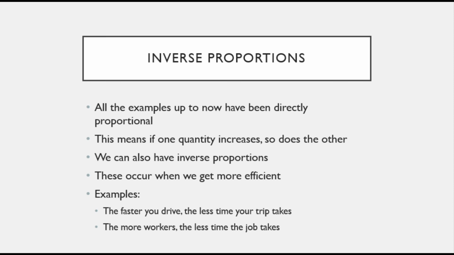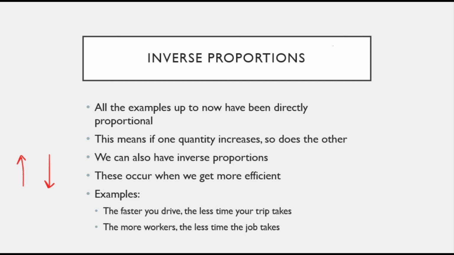So everything we've looked at until this point has been directly proportional. That means if one quantity goes up, so does the other, right? If you drive a further distance, and let's say the speed's the same, it takes more time. If you buy more bananas, it costs more money, and so on and so forth, right? We can also have what we call inverse proportions, which means that if one quantity goes up, the other quantity goes down. And we can think of this like efficiency, right? If you add more workers to a job, it should take less time.